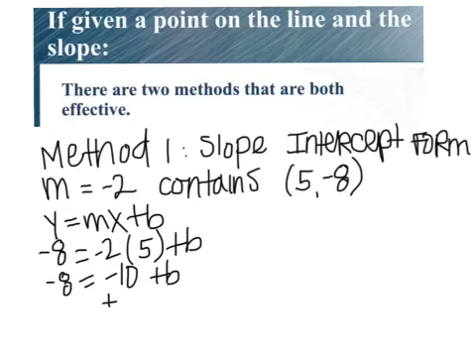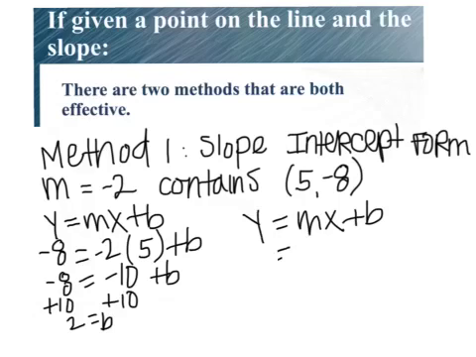Solve for b: add 10 to both sides, so b is equal to 2. So now I have everything I need for y = mx + b. My slope is -2, and my b is +2, so y = -2x + 2. And that's the final answer for that one.